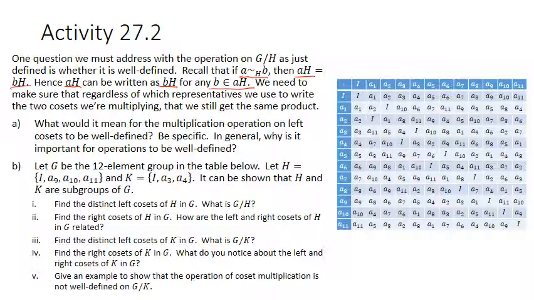That means we need to verify that this operation of multiplication of cosets that we made on the last slide gives the same product regardless of which representatives we use to write the two cosets we're multiplying. We shouldn't get a different product just because we write a coset in a slightly different looking way. So that's what this activity is going to help us figure out. Go ahead and pause the video and try this activity, and then we'll go over the solutions.